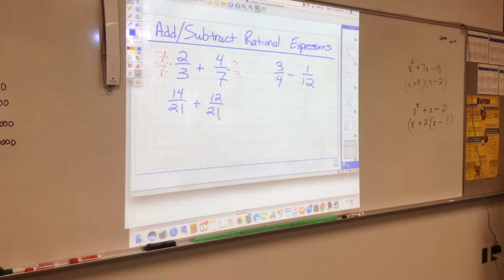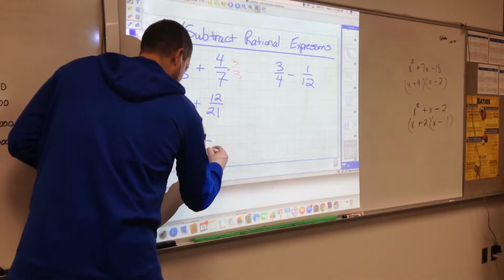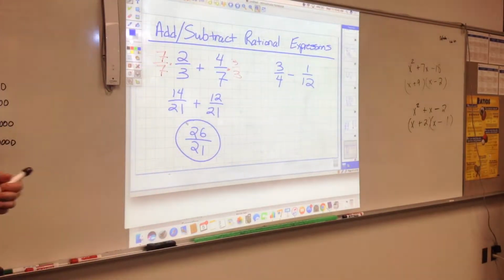Now I have the same denominator, so now I can actually add the numerators together. 14 plus 12 is 26. The denominator stays the same, and 26 over 21 would be the answer to that fraction. You won't need to change things to mixed numbers or things like that, because you'll be working with variables. The numbers will be gone, you'll be working with variables for the most part. So, good refresher on fractions?